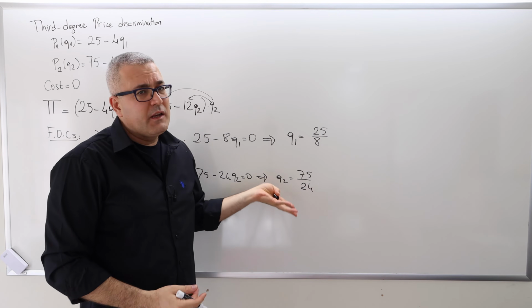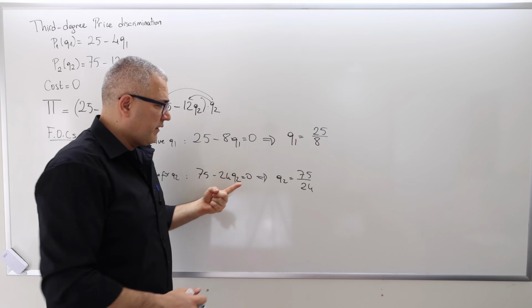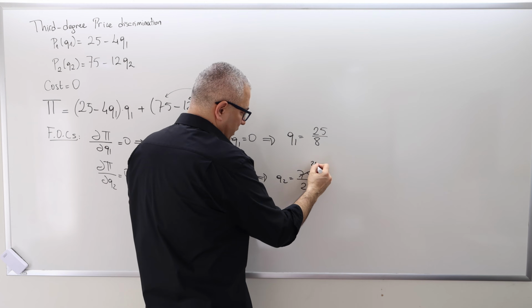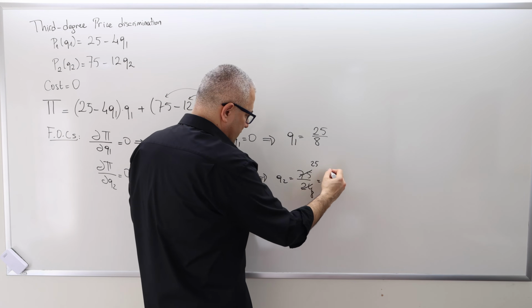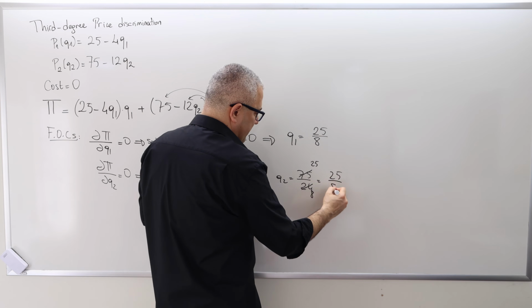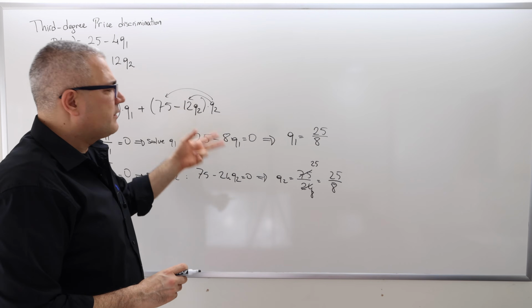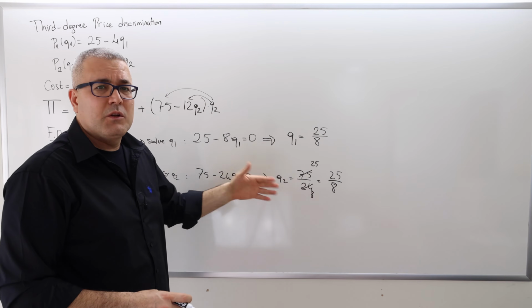Try to simplify it if you can. Well, both numbers are divisible by 3. So if you divide this by 3, you're going to get 25, and if you divide this number by 3, you're going to get 8. So 25 divided by 8. Yeah, that's correct. So apparently, both quantities will be the same.